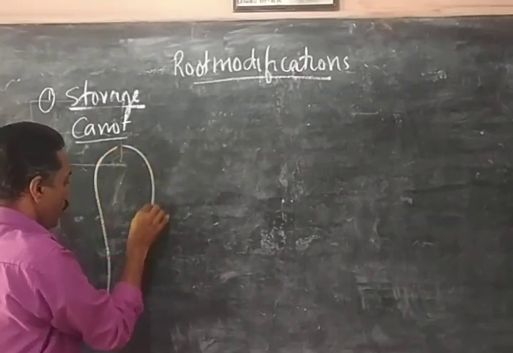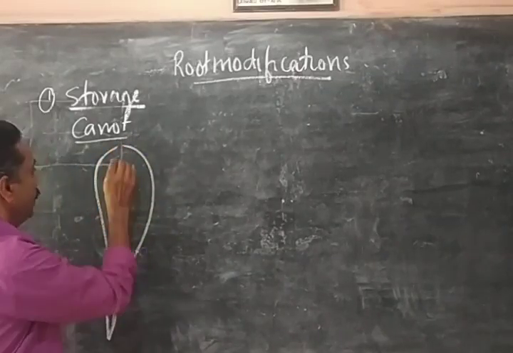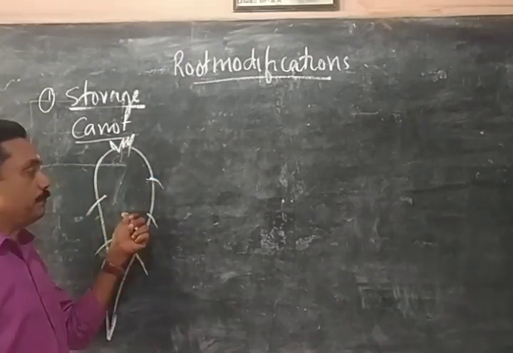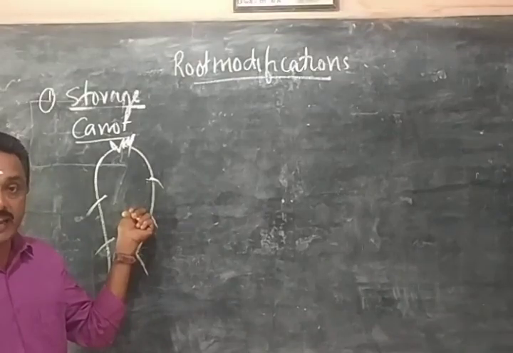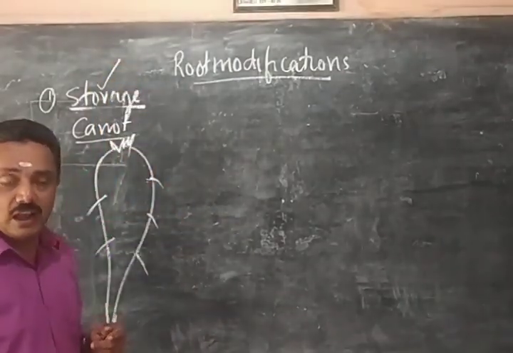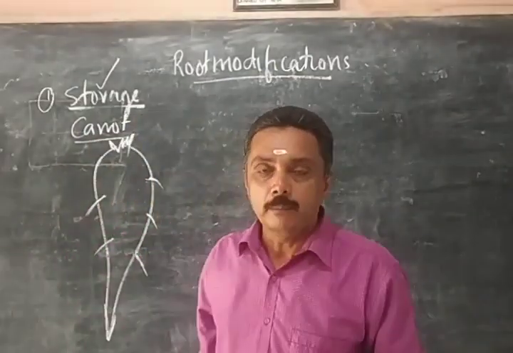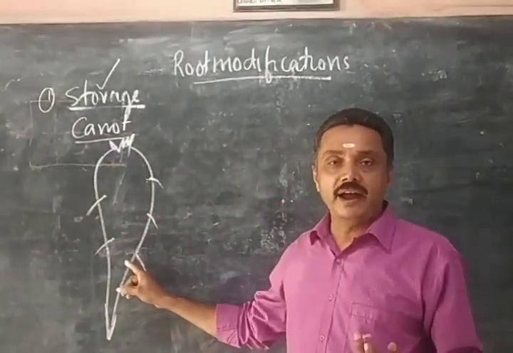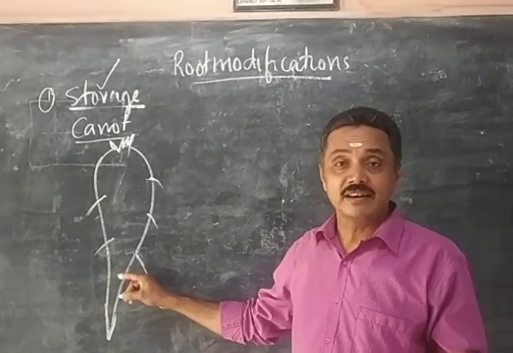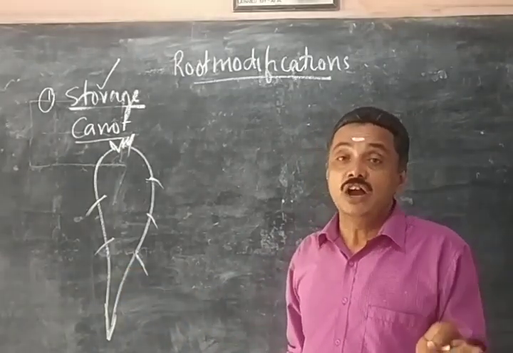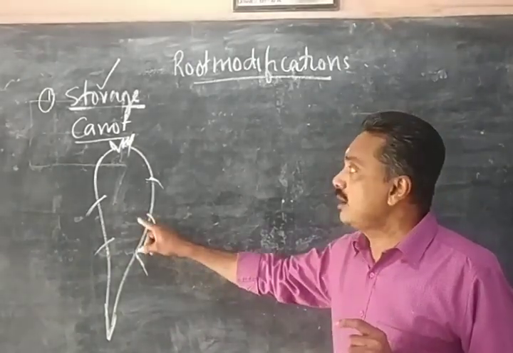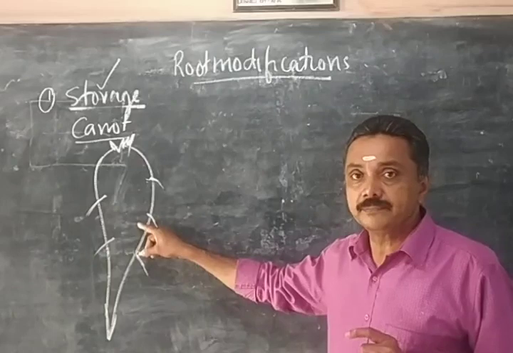Roots do the function of storage in plants like carrot. In plants like carrot, roots store food material. Carrot, beetroot, radish, sweet potato, and tapioca are examples. In these plants, roots store food material. Such roots are called storage roots.